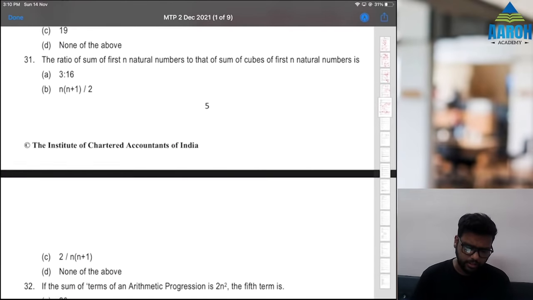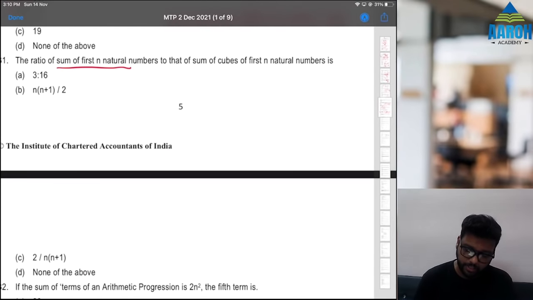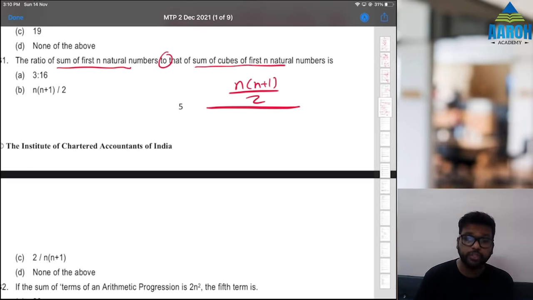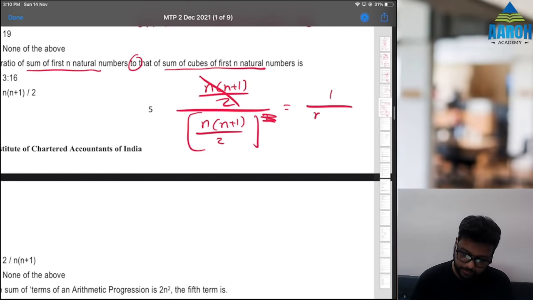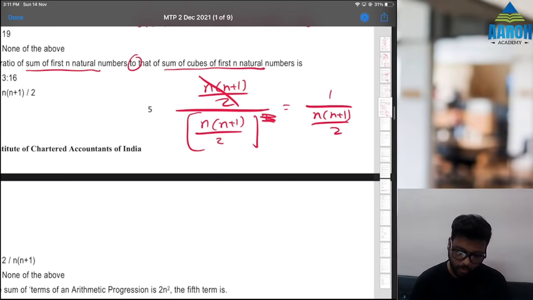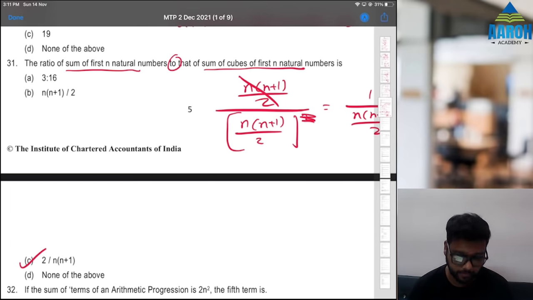Next, 31. Ratio of the sum of first n natural numbers, which is n into n plus 1 by 2, divided by the sum of cubes of first n natural numbers, which is n into n plus 1 by 2 bracket square. So we can just cancel this and the square will be cancelled. So it will be 1 by, so just reciprocal, 2 by n into n plus 1, option C.